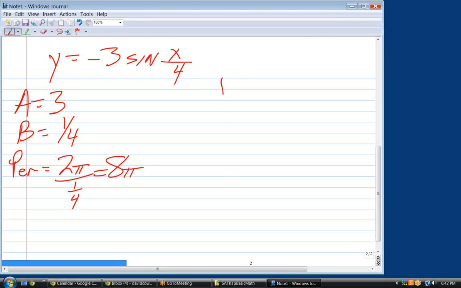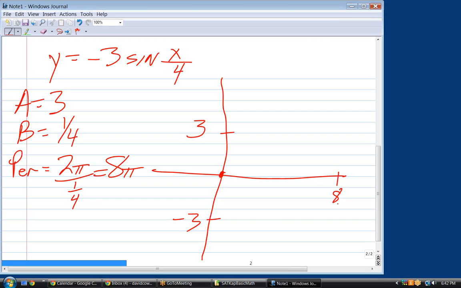So I need to draw my curve, and I need to go up to 3, down to minus 3. There's no phase shift, so I'm going to start it at the origin, and I'm going to go out to 8 pi, the beginning and ending of this curve. Without the negative sign, it would just be a sine curve. I would quarter it up, let's go ahead and do that.